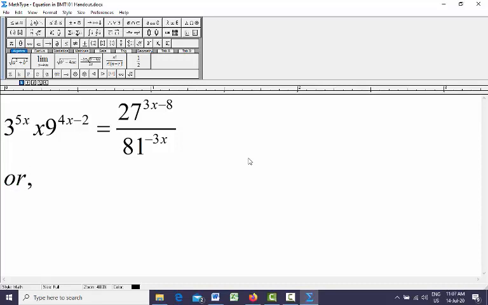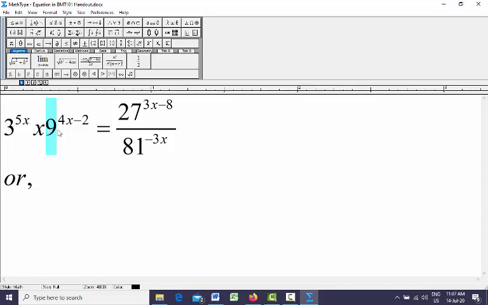As you can see, first of all you need to have a holistic picture of the problem. Here we have 3, and again here we have 9, and you know that 9 is a multiple of 3, or 3 is a common factor of 9. That means if you break 9, you will get 3 square.